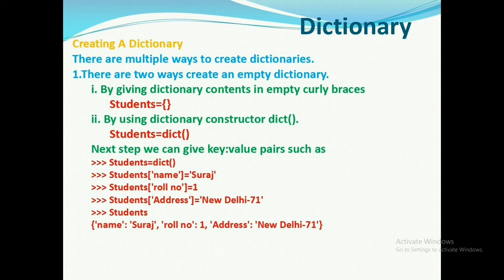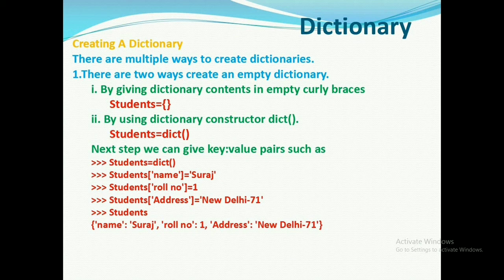You can create an empty dictionary by simply giving the name of the dictionary equal to curly braces, if we enter no data. We can also use dict, which is a constructor method, to create a dictionary. We give the name of the dictionary equal to dict. Now we can give the key value pairs, such as here we are writing students name is equal to Suraj, roll number is equal to 1, address is equal to New Delhi 71.